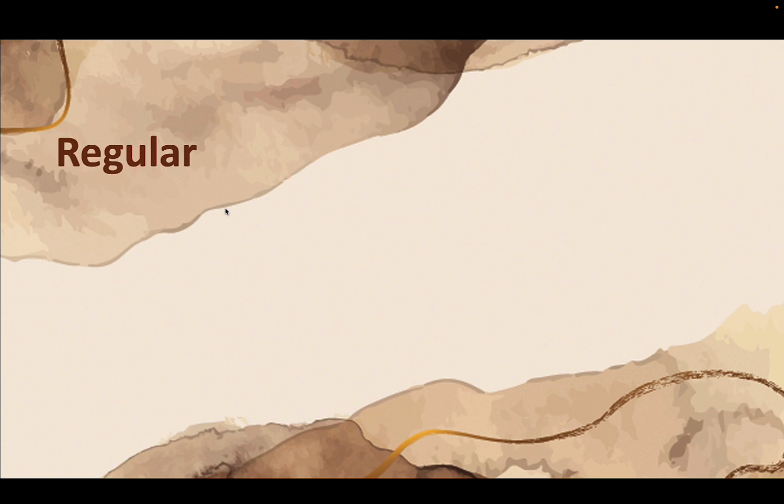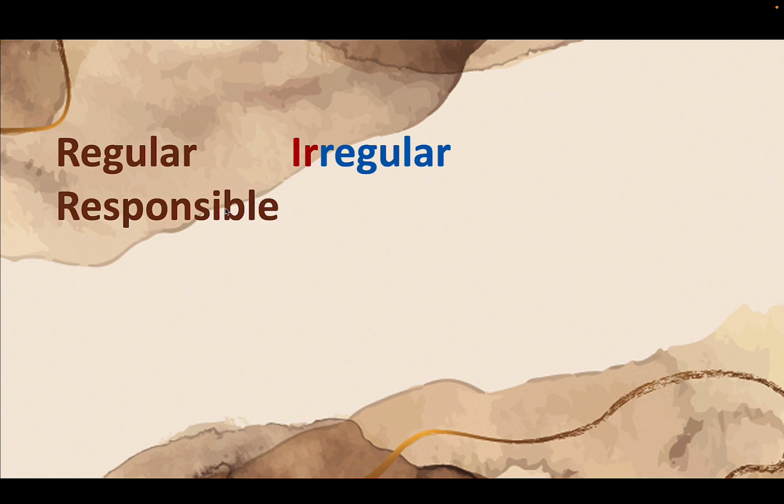Let's take a look at the prefix ir. You might be very regular, but if you add the prefix, you become irregular. Someone is very responsible, but if they put the ir in front of it, they become irresponsible, the complete opposite of responsible.